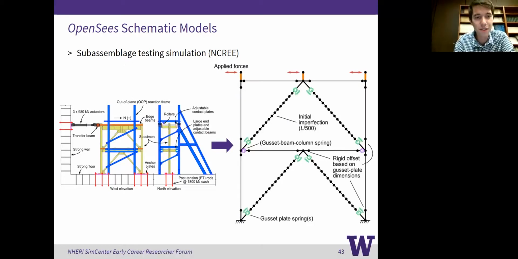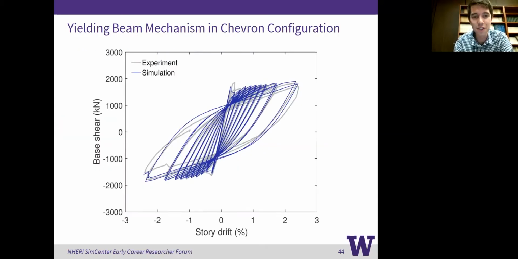There's another set of tests in Taiwan that we conducted, and you have a pretty similar model with the line elements and the gusset plate springs. I just want to show that, yes, we can simulate these effects as well.